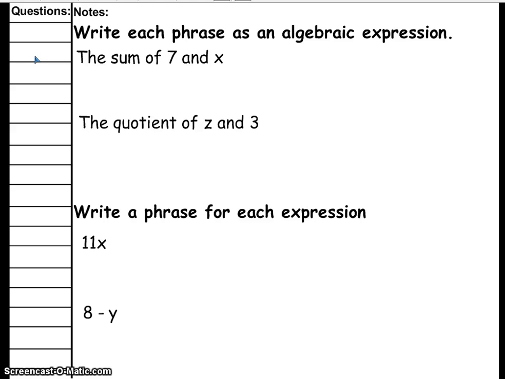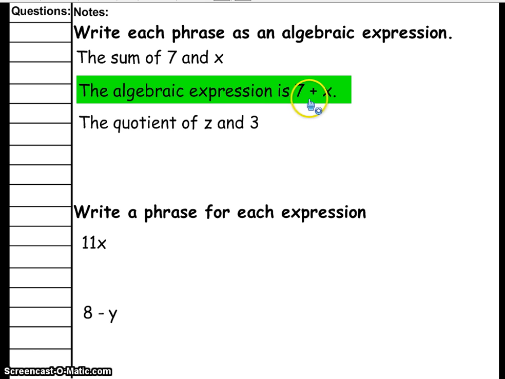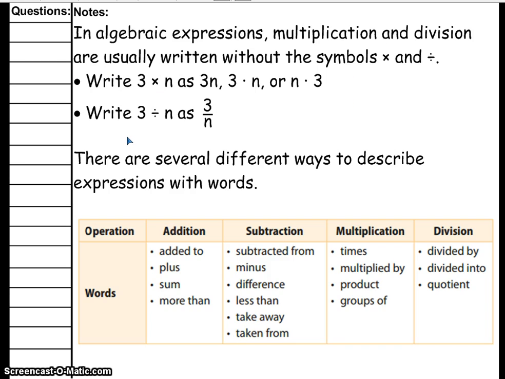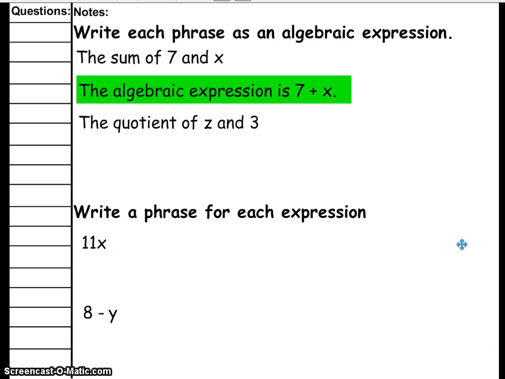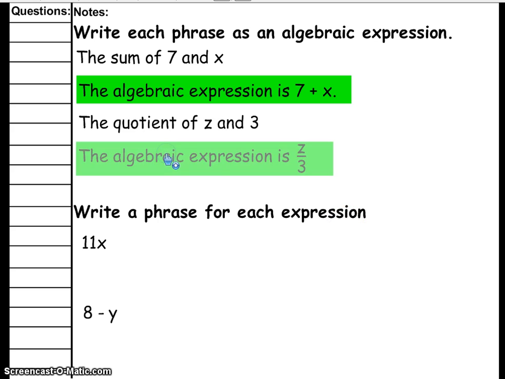So now we're going to write algebraic expressions based off of simple sentences. So you have the sum of 7 and x. Well, the sum tells us we're going to add. So the algebraic expression would be 7 plus n. The quotient of z and 3, well, quotient, if you go back to our table, quotient means division. So we're going to be dividing n divided by 3.